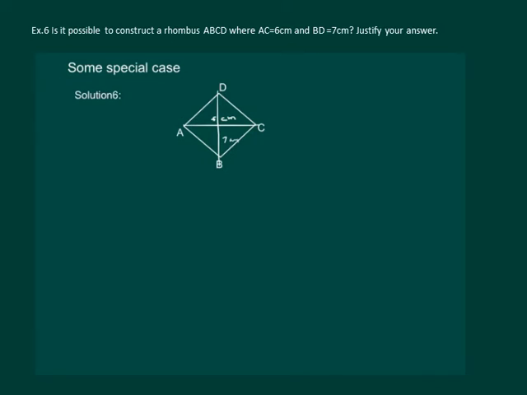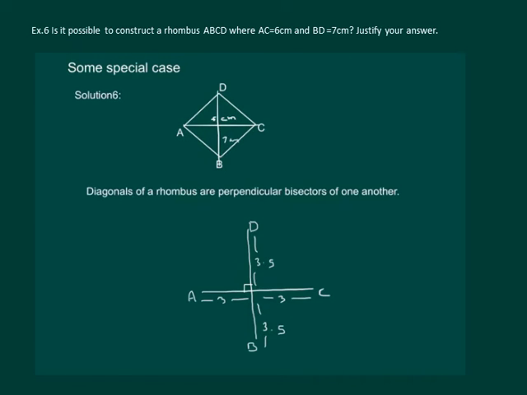So we have a rough figure of the required rhombus. Also in the question, only two diagonal measurements of the rhombus are given. However, to draw a quadrilateral, we need 5 measurements. So let us use the property that diagonals of a rhombus are perpendicular bisectors of one another. That means diagonals AC and BD will divide each other into equal halves and they will be perpendicular to each other.